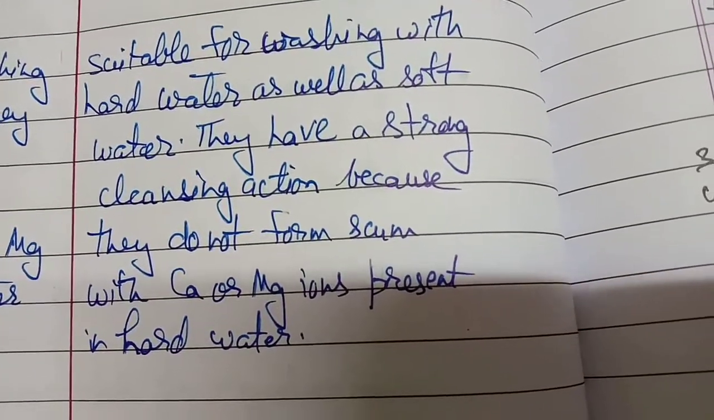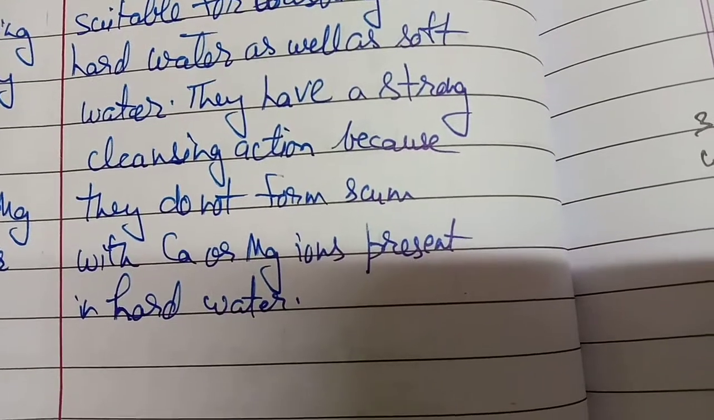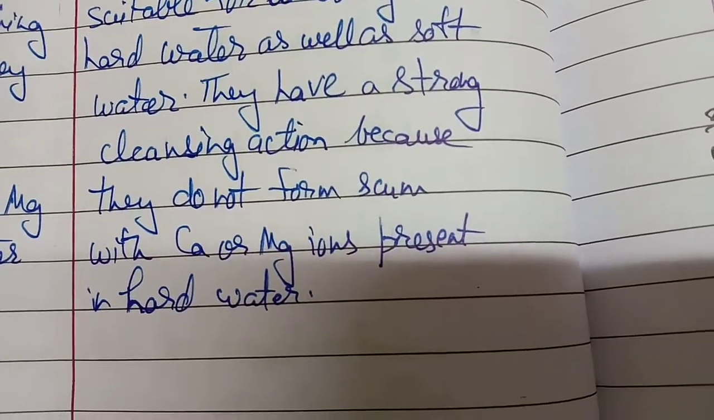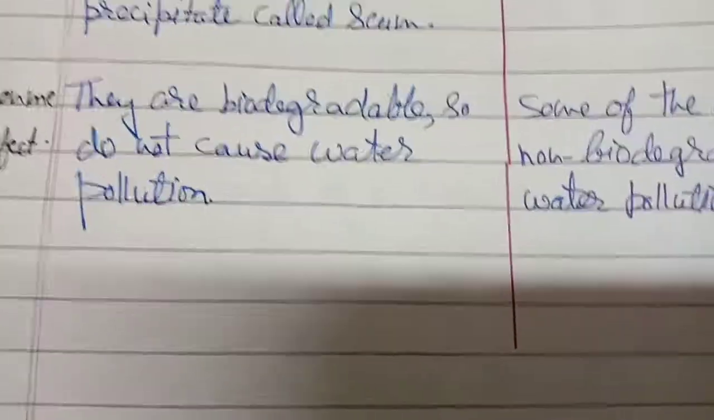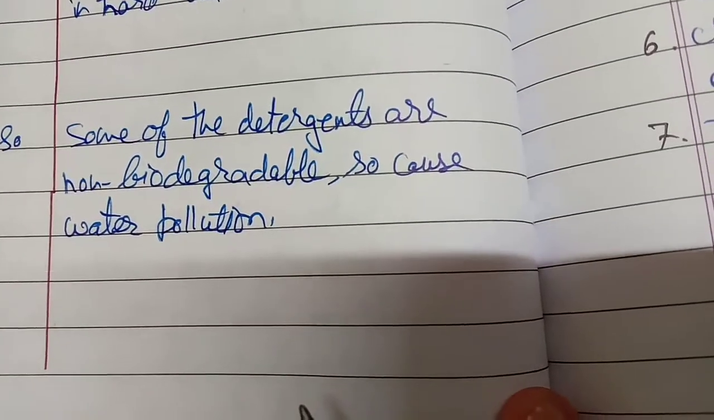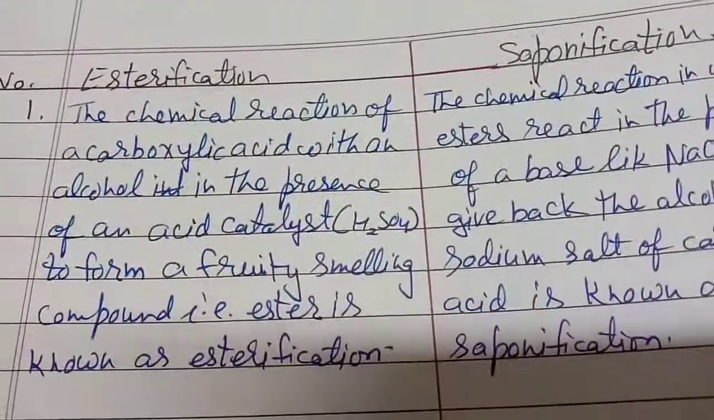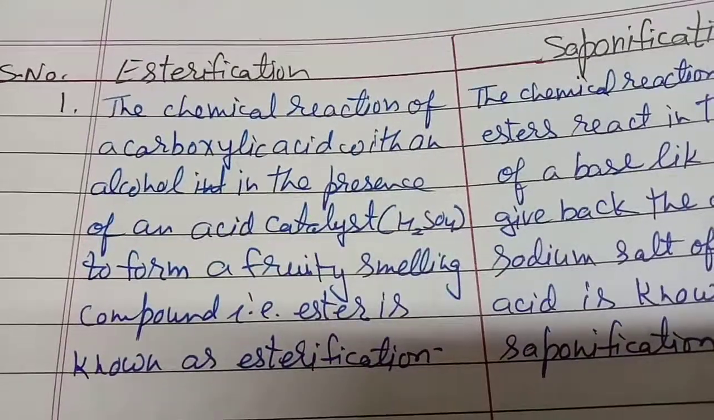Detergents are suitable for washing with hard water as well as soft water. They have a strong cleansing action because they do not form scum with calcium or magnesium ions present in hard water. Environmental effect: soaps are biodegradable, so do not cause water pollution. And some of the detergents are non-biodegradable, so cause water pollution. Diamond and graphite. Okay. And most important, esterification and saponification.